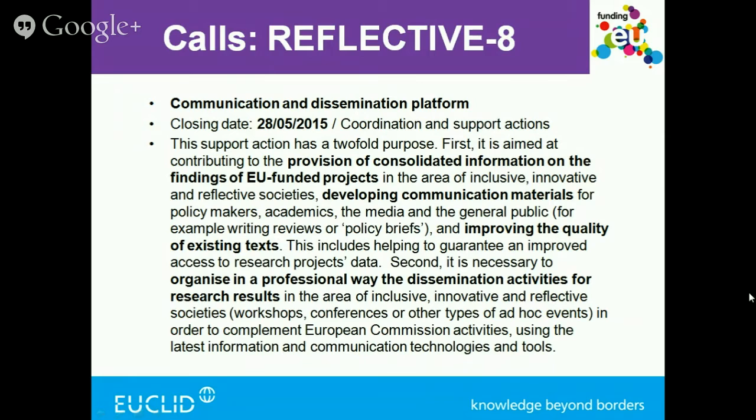Here we have a CSA. Now, communication dissemination platform. This might be relevant because this is not about doing the research. This is about helping to develop and share the information. Provision of consolidated information on the findings of EU-funded projects, developing communication materials, improving the quality of existing text, organising in a professional way the dissemination of activities for research results, and so on and so forth. Okay, so ways of complementing what the European Union is doing by documenting, running some seminars, providing some online information, ways in which you could help share the results of these various projects.